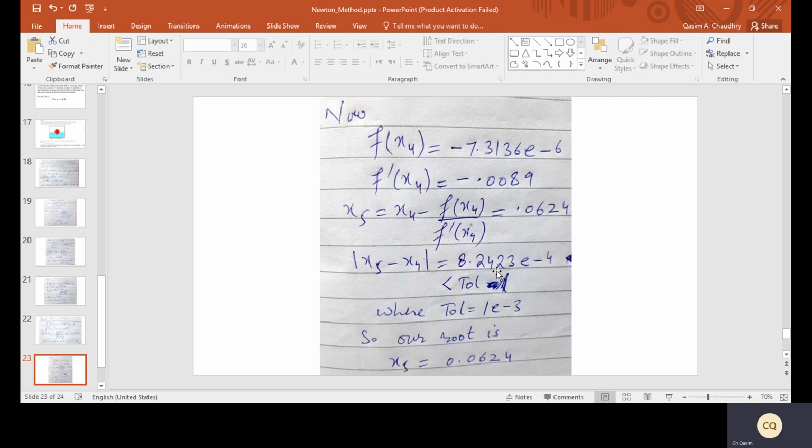Since this is less than the tolerance, and what was the tolerance? 10 raised to the power minus 3. And here we have 10 raised to the power minus 4. So students, in this way, it means you have achieved the goal, and now your root is x5 is equal to 0.0624.